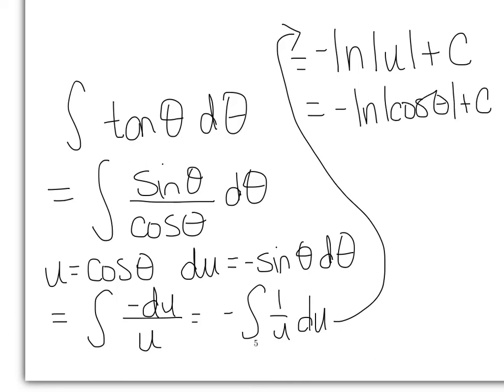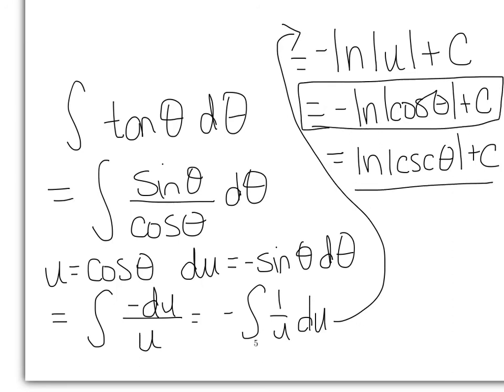If you look in your book, it'll often write it as the natural log of cosecant theta, which, if you know your log rules, you'll be able to see how you get from one to the other by taking the negative up into the exponent. But either of these answers is fine. But in your book, you'll often see this as the integral of tangent, and that's just using the log rules to convert it to cosecant.